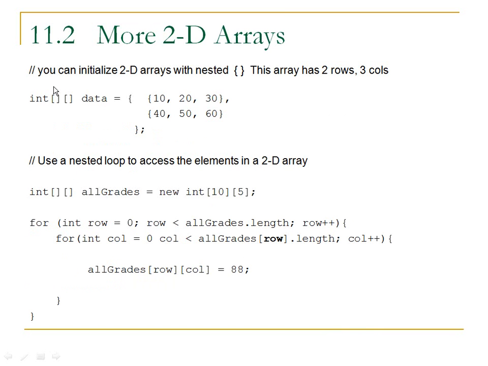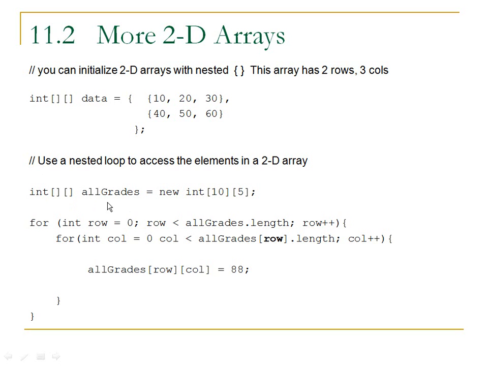Here's a way that you can allocate space for a two-dimensional array if you already have the data. It's similar to initializing a one-dimensional array, except we have nested braces in this case. So this array data has 2 rows, and each row has 3 columns. And if you type it out like this so that you can kind of see the grid shape of the array, then it's easier for people to look at.